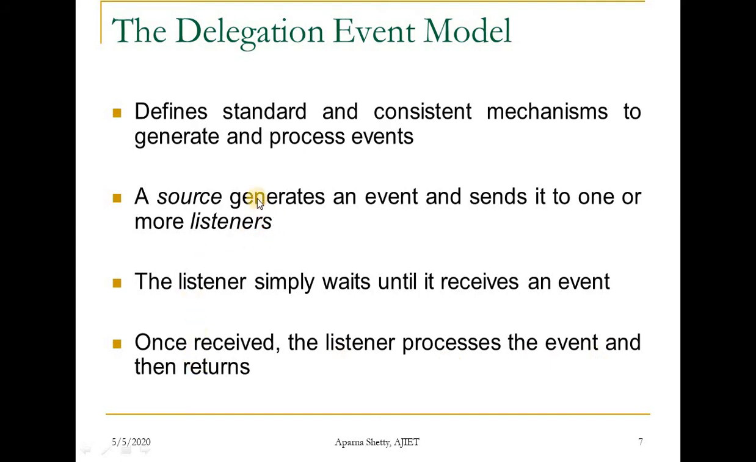So first, a source will generate an event and send it to one or more listeners. The listener waits until it receives an event. Once it receives an event, the listener processes the event and then returns. So the event is generated by the source and processed by the listener.